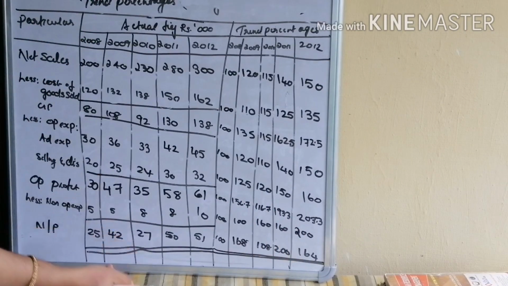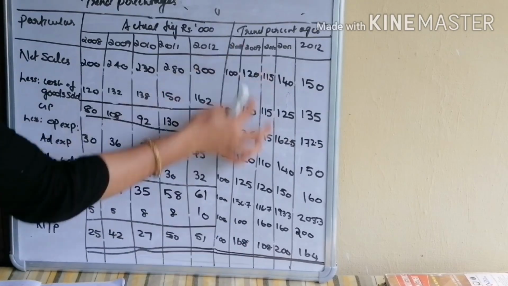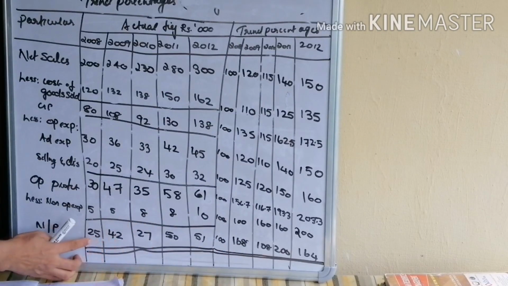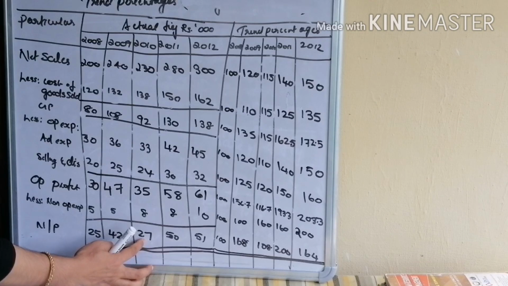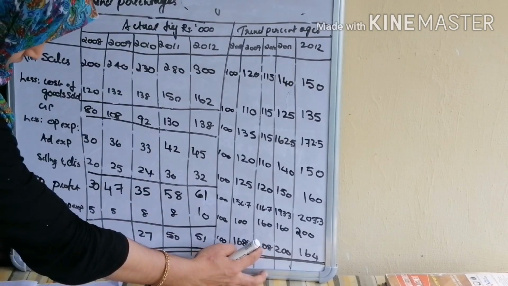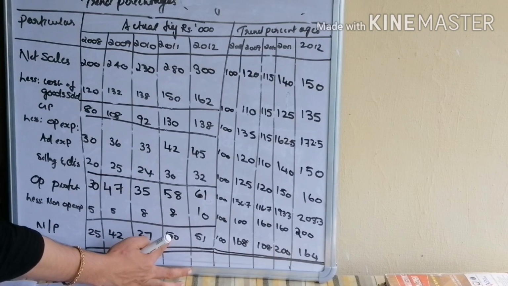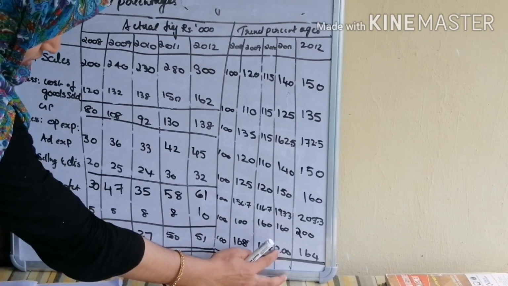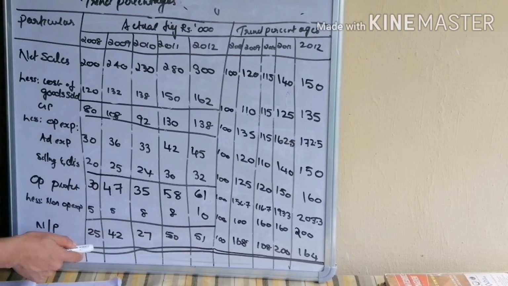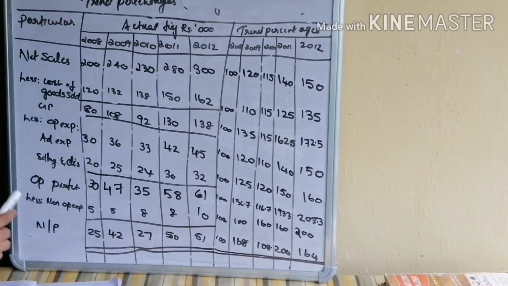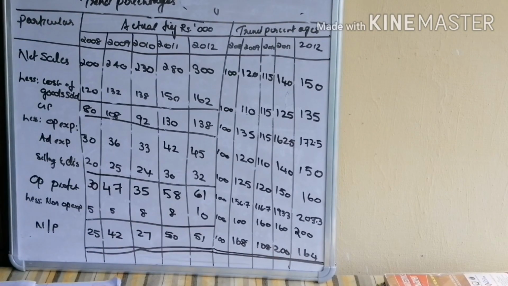Then next, net profit. The base year is 100. We have to check 2009 net profit, 42 divided by 25 into 100, that is 168. And next 2010, 27 divided by 25 into 100, 108. And next 2011, 50 divided by 25 into 100, that is 200. And finally, the last year 2012, 51 divided by 25 into 100, the percentage is 164. This is the trend percentage of the comparative income statement. So we have to interpret.